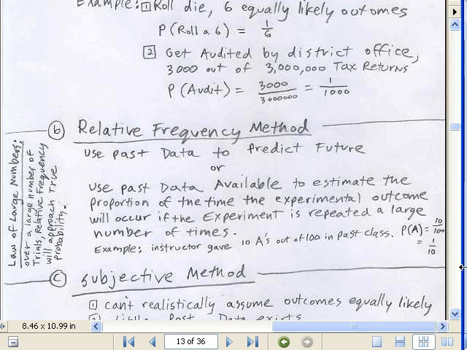Now, the law of large numbers, which I have written off to the side here, just says that as the number of trials increases, the relative frequency will approach the true probability. So the more you can.